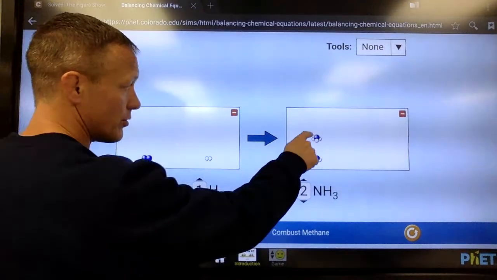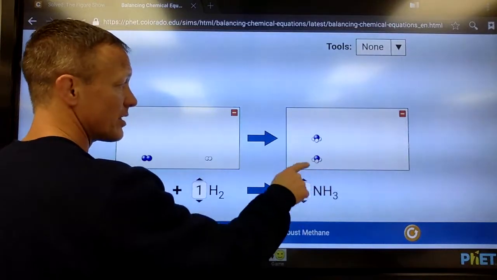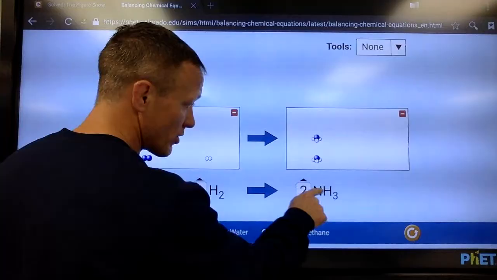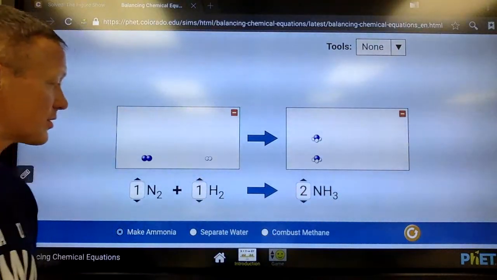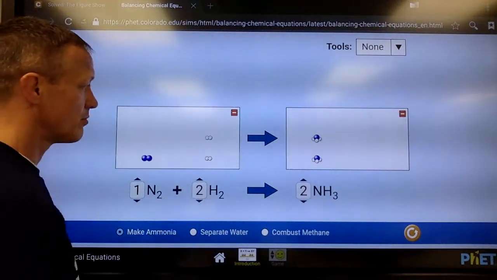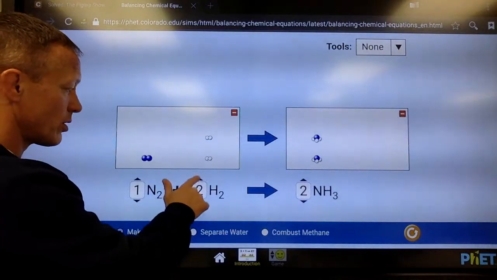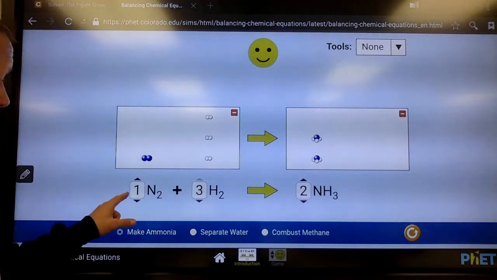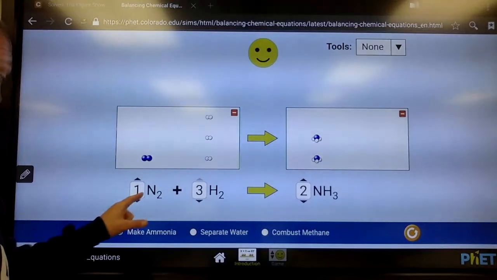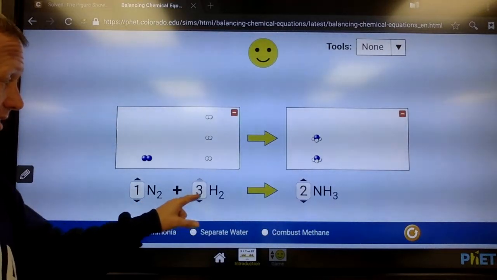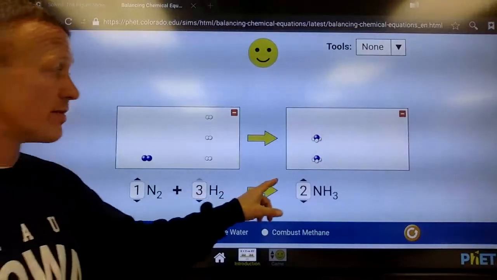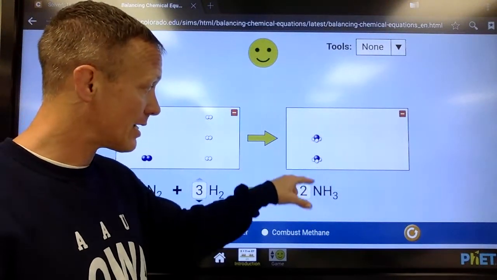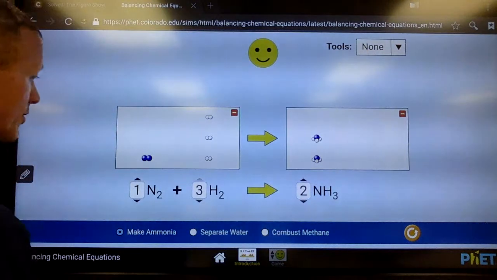So that gives us 2 nitrogen atoms, but it also gives us 3 hydrogens, and 3 hydrogens gives us 6. Or 2 molecules times 3 hydrogens, 6 hydrogens. So we need to get 6 hydrogens over here. So bump that up. That's now 2, 4. Now we've got 6. So 1 molecule of N2 reacts with 3 molecules of H2, which would be 6 individual atoms of hydrogen, to make 2 molecules of NH3, which is 2 nitrogens and 6 hydrogens altogether.